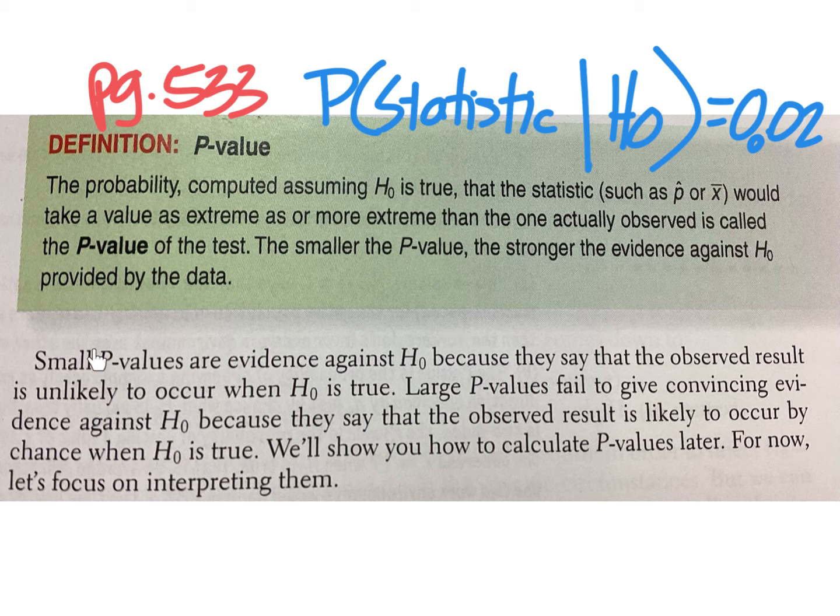And if you read further down on here, it kind of gives basically what I just said, right? Small p-values are evidence against H sub O because they say that the observed result is unlikely to occur when H sub O is true. Again, if H sub O is true, this observed value happened, well, it probably shouldn't have happened, but it did. It has a 2% chance of happening, but it happened. So therefore, since it's less than our alpha, which we assume again is about 5%, this is where we would come in and say P is less than alpha, we reject H sub O, and we conclude H sub A, again, within context of our problem.